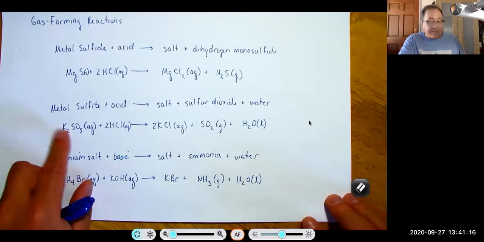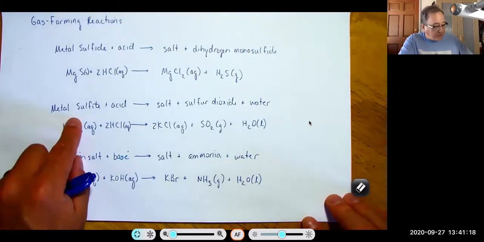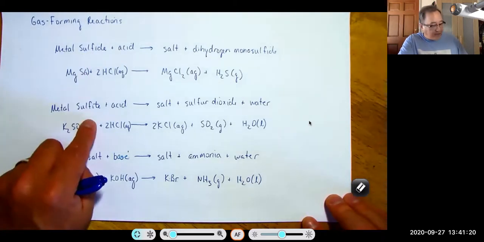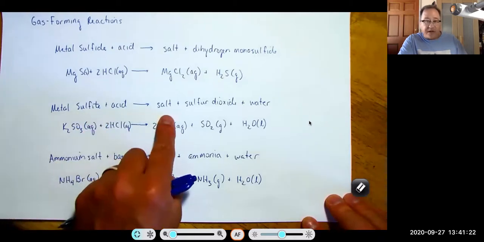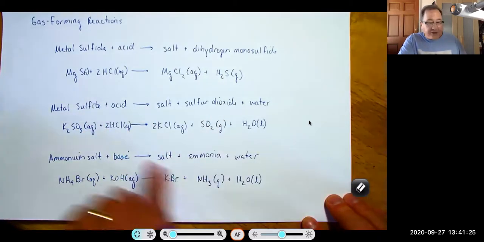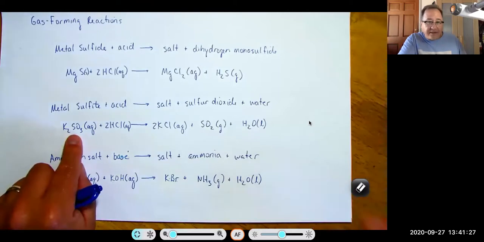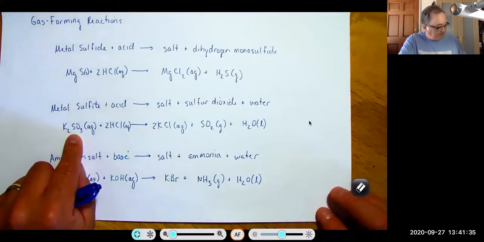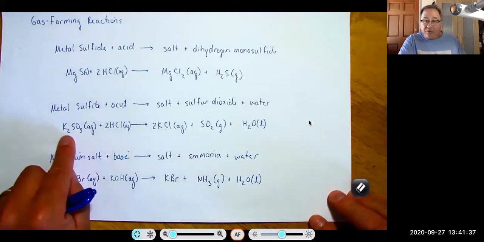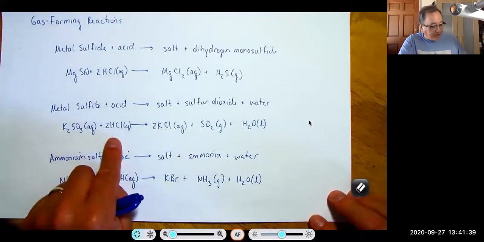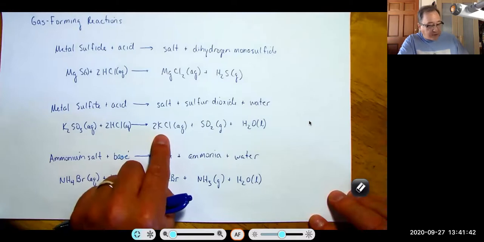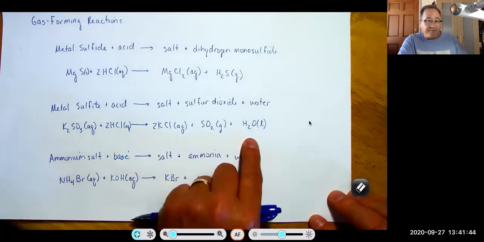The next is a metal sulfite, not sulfide, sulfite, with an acid to make salt and sulfur dioxide and water. Now, a sulfite is like a sulfate, same charge, but a different number of oxygens. So instead of SO4, it's SO3. Ite always has 1 less oxygen than the ate. So we have potassium sulfite plus hydrochloric acid makes potassium chloride plus sulfur dioxide plus H2O.